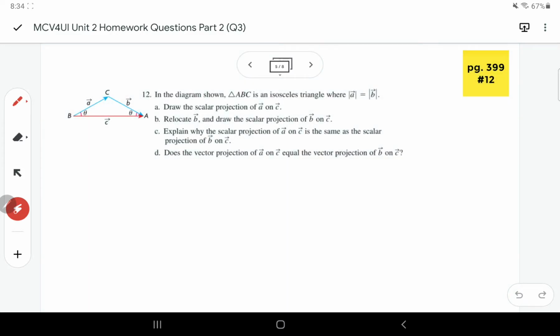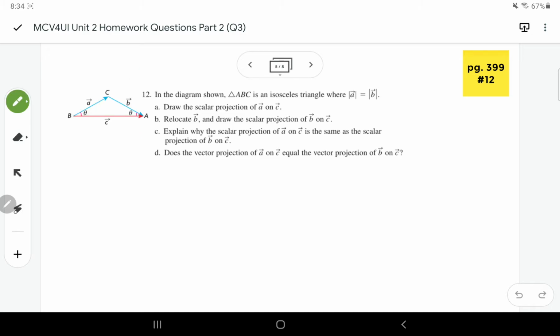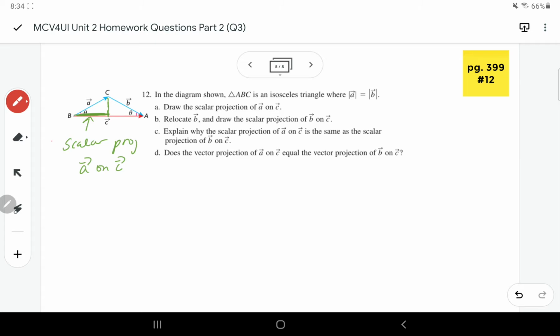The next one, we have this isosceles triangle where the magnitude of A equals the magnitude of B. So we want to draw the scalar projection of A on C. So I'm just going to pick a different color, maybe green. And remember that our scalar projection is if we drop a 90 degrees, so that this here is the scalar projection of A onto C. If we redraw this diagram, so that was part A.